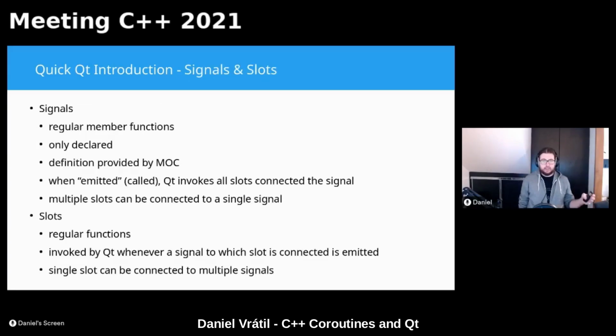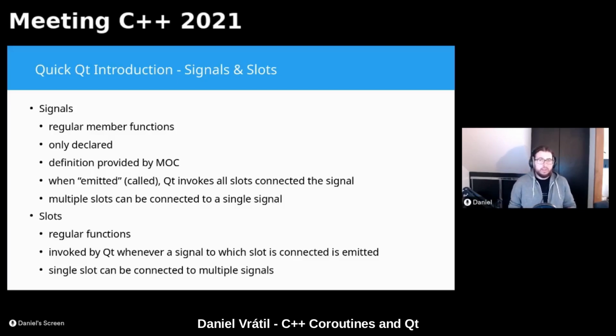Signals and slots are sort of like callbacks, but for Qt. A signal is just a regular member function. As a programmer, you only declare it. You don't write the definition, the implementation. That's generated at compile time by MOC, which is sort of like a little tiny Qt helper tool. When you emit the signal, you really just call the function. It's just a fancy name for calling a function. Qt then takes care of actually calling all slots that are connected to that particular signal.